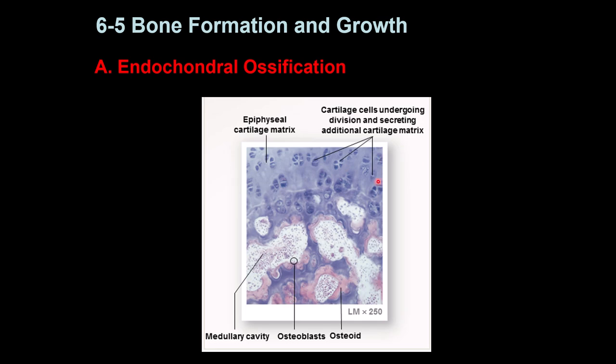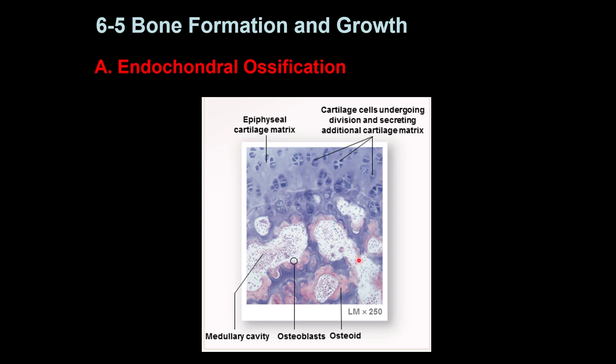So this is the histology picture of an endochondral ossification. This area is the cartilage area. This is the cartilage matrix, and this area that you see, these are the lacunae. Inside the lacunae, you have chondrocytes. You have chondrocytes here. Then you have the osteoblasts around this area. These are the osteoblasts, and they release bone matrix. So this pink area that you see, this is the bone matrix.